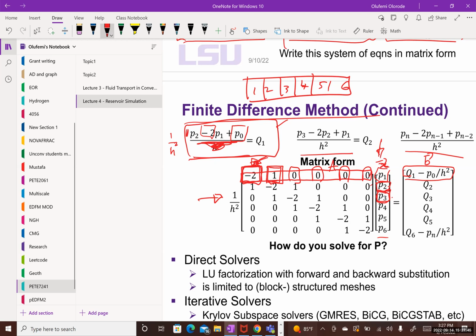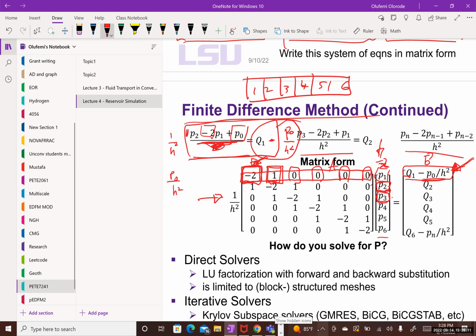So it's P0 over h squared, right? Because you say 1 over h squared here. So take it to the right-hand side. So you have Q1 minus P0 over h squared. Isn't that what we have here on the right-hand side? First term here. Can you all see that? So that's why this is P0 over h squared.